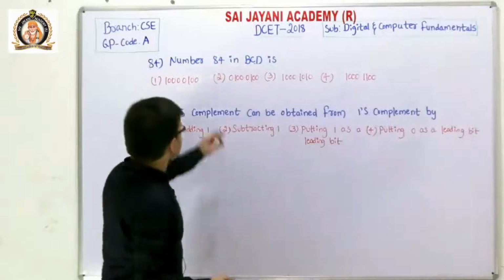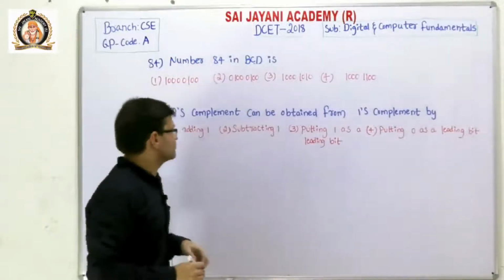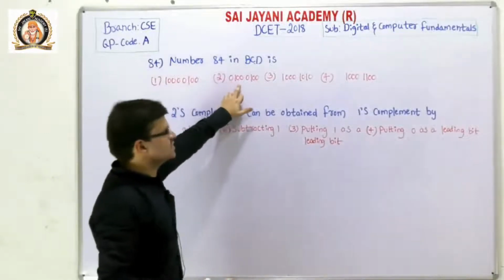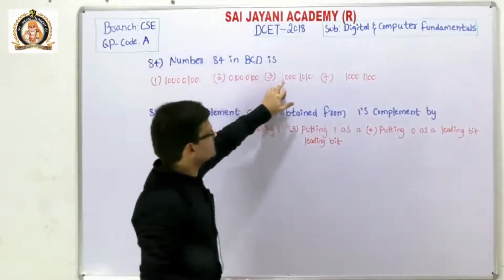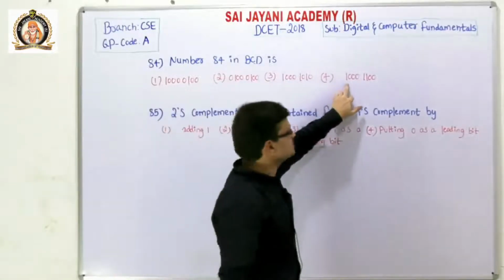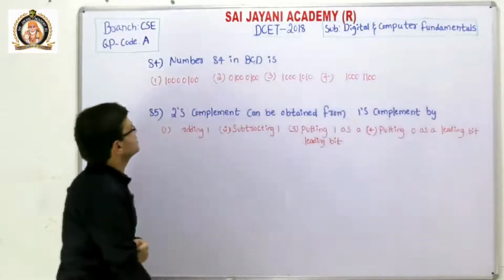The question number 84: the number 84 in BCD, we have 4 options: the first option is 1300, 0100, the second option is 0100, 0100, the third option is 1300, 1010, and the fourth option is 1300, 1100.